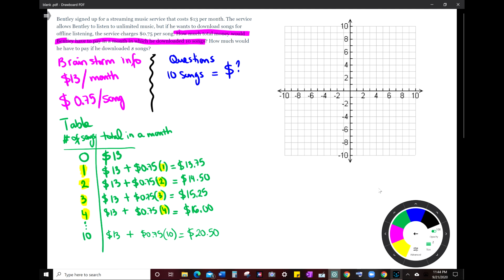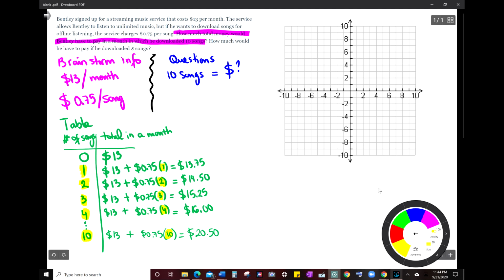Okay, and yes, I know that because I see the pattern. So for the number of songs right here, I multiply by 0.75 every time, and don't forget to add the $13 charged per month.